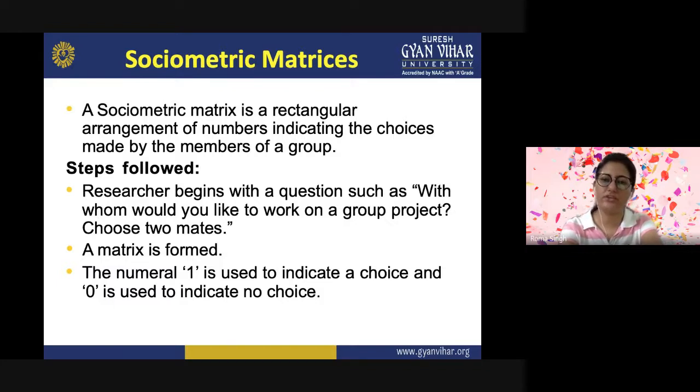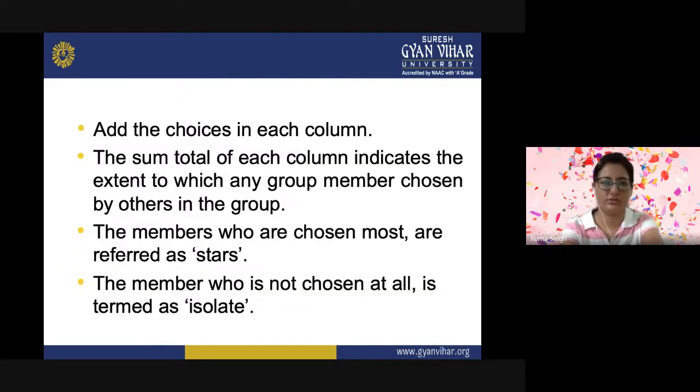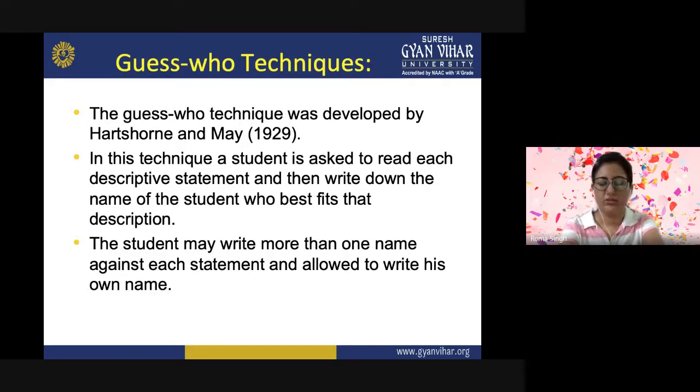The researcher begins with questions such as, with whom would you like to work on a group project? Choose 2 classmates. So a matrix is formed. The numeral 1 is used to indicate a choice and 0 is used to indicate no choice in front of the students who are answering. Add the choices in each column. The sum total of each column indicates the extent to which any group member is chosen by others in the group. The members who are chosen most are referred to as stars. The member who is not chosen at all is termed an isolate. So this is how we can make use of matrices.